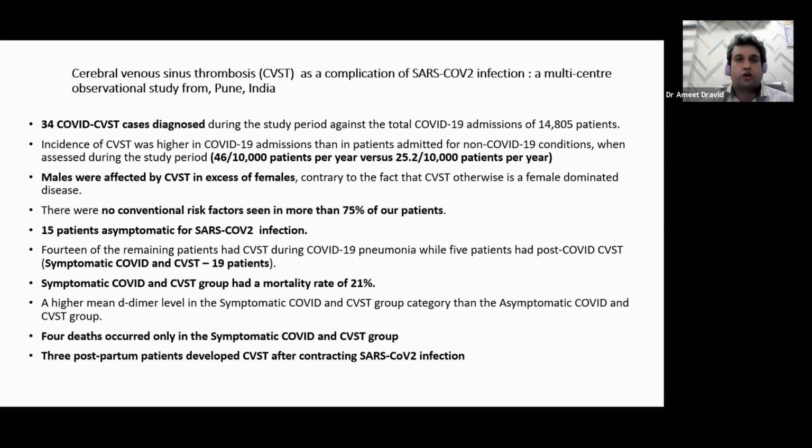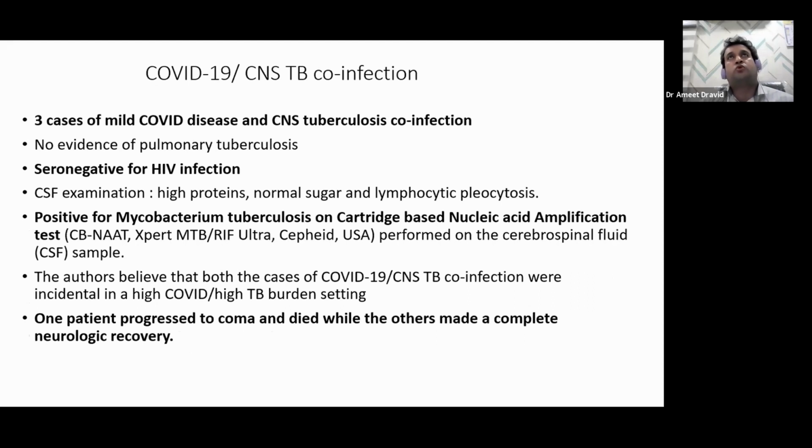Moving on, we now move on to COVID-19 and other co-infections seen in our cohort. The first disease which we have already published is COVID-19 and CNS TB co-infection. We have reported 3 cases of mild COVID disease and CNS TB co-infection. All these 3 cases had mild COVID disease. They had no evidence of pulmonary TB and no evidence of HIV infection. They presented with symptoms of fever, headache, projectile vomiting, and on imaging studies were found to have tubercular granulomas in the brain.